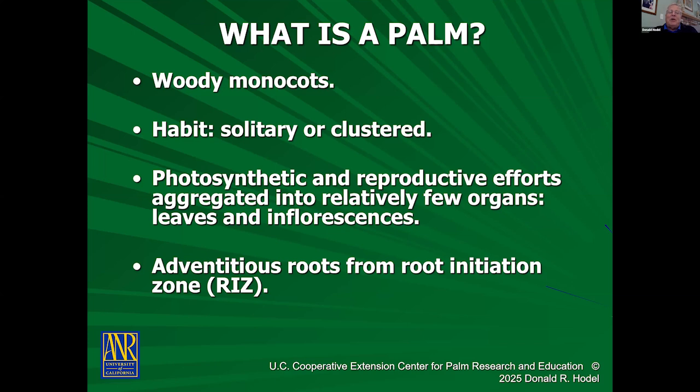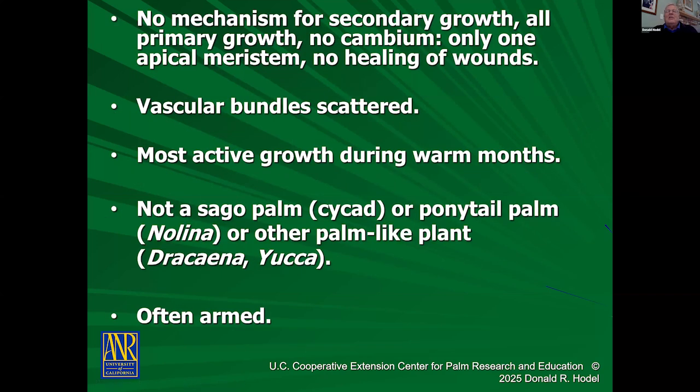And the root system of palms, they have what's called an adventitious root system. Each primary root arises independently from other roots from the base of the trunk in what's called the root initiation zone. And that's important because it enables us to transplant very large specimens with a very small root ball. There's no mechanism for secondary growth in palms. All the growth is primary. There's no cambium, and there's only one apical meristem per trunk.